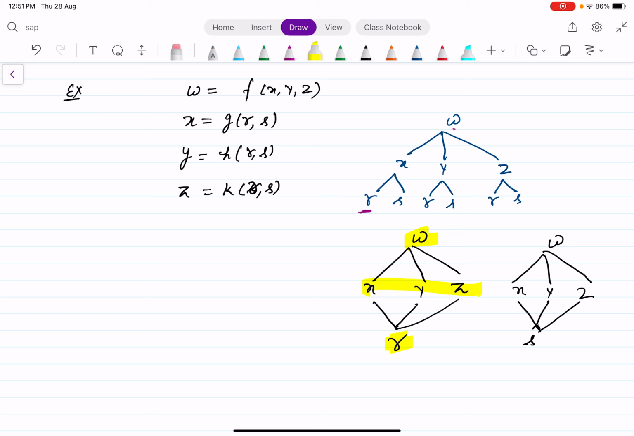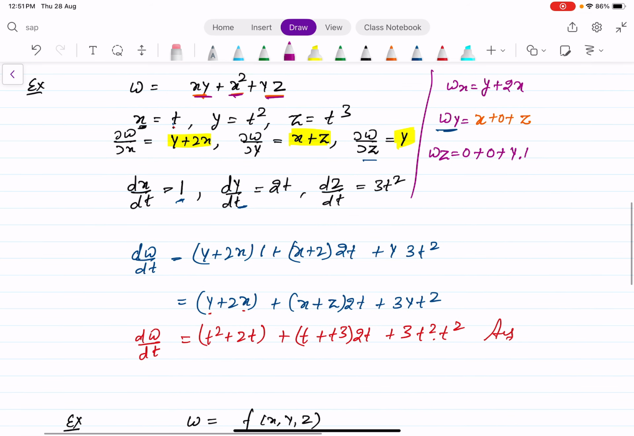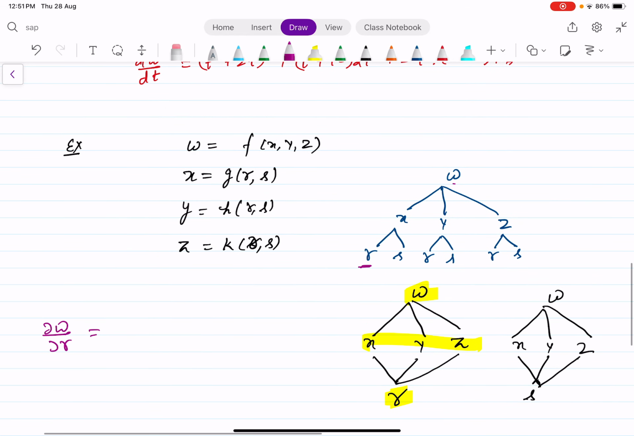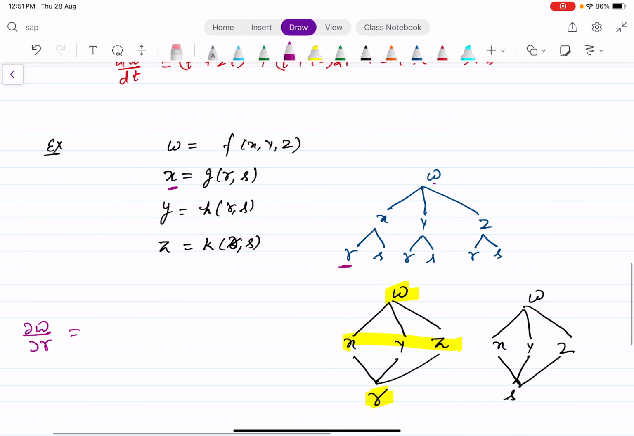So first of all, let us compute ∂W/∂R. Why ∂W? In the previous case, we wrote dW, because all these three variables are connected with a single variable t. If you see, x, y, z are functions of t only. But in this case, x, y, z are functions of two variables. So whenever we differentiate, it will be partial differentiation.